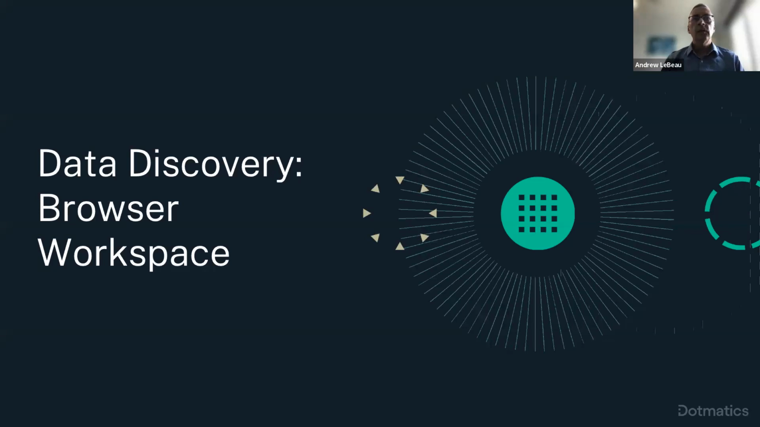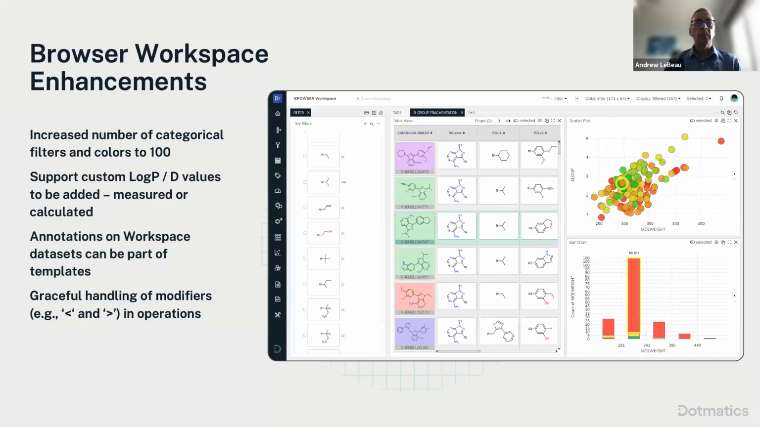The next section I'd like to talk about is some enhancements to browser Workspace. As I mentioned at the start, we previously had a module called Blueprint for medicinal chemistry analysis and visualization. This got combined into browser in our previous release, 22.4. And we've made some further enhancements to it now. I'll cover these on this page.